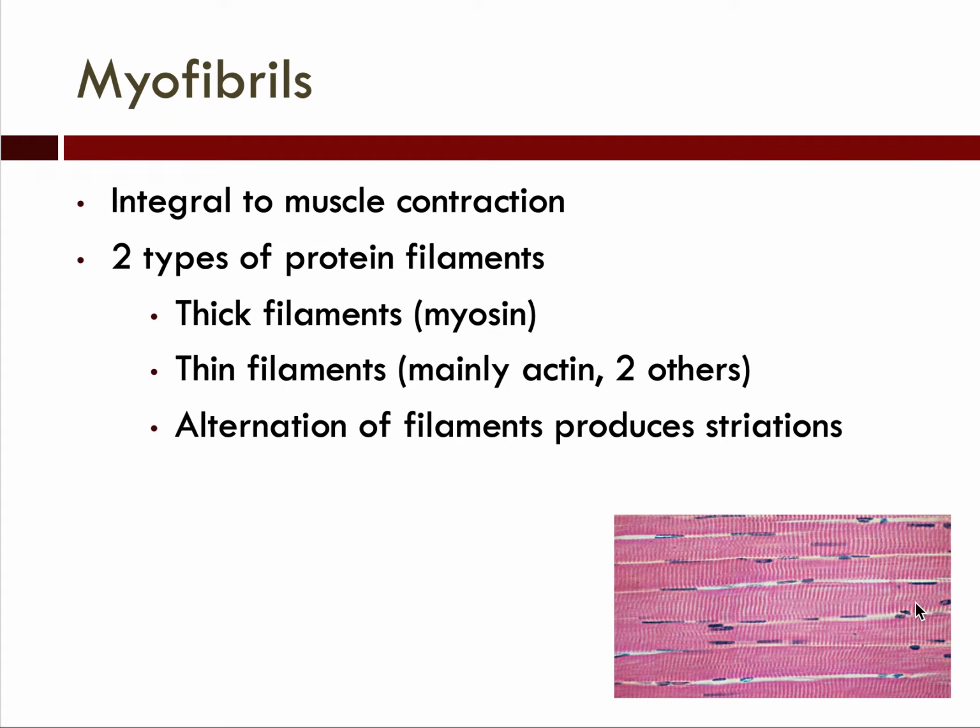When we're looking at the myofibrils, within them they have two main types of protein filaments. The first one is thick filaments. These are made up of myosin. Then you have thin filaments. The thin filaments are mainly made up of actin, but they also have troponin and tropomyosin on them as well. And so this alternation of filaments is what's going to produce striations. Remember, striations are these up and down perpendicular changes in color from dark to light, these bands. And so we're going to learn what produces those bands now.